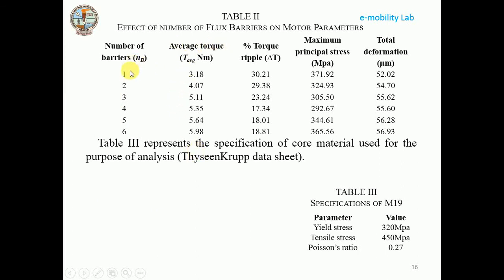So for barrier number 1, this is the specification of M19. This is the grade of silicon steel we have used for our machine laminations. So we should consider this specification. I will tell you why. First of all, the yield stress limit, this is the mechanical perspective. Yield stress limit is 320 megapascal.